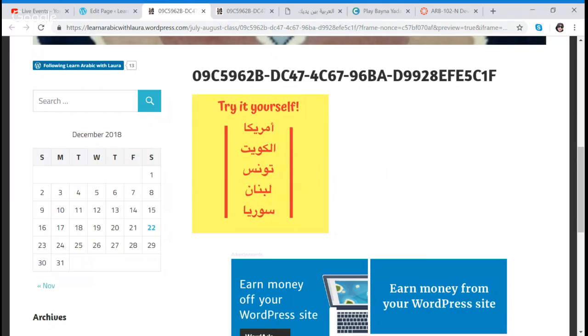Lubnani, Lubnania. Okay, what about the next one? Surya. There's nothing at the beginning, but we need to remove the Yah and Aleph. Good. Okay, so we remove the Yah and Aleph, and then what do you do? Suri, you add the Yah for male, Suri, with Shedda.